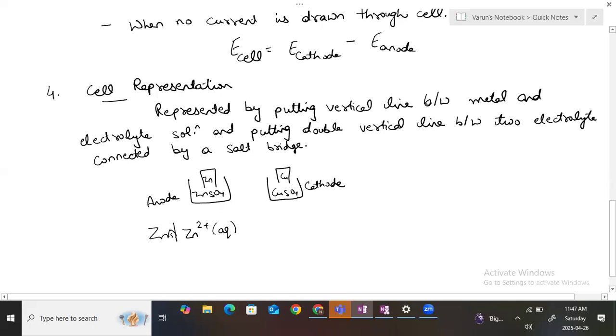What is happening in the cathodic one? Copper 2 positive is converted into copper. So we write Cu2 positive aqueous, vertical line, copper solid. And both the half cells are separated by a double line. This is basically the cell representation. First is the anodic one, where oxidation is taking place. Second is the cathodic one, where reduction is taking place, and both half cells are separated by a double line, that is our salt bridge.